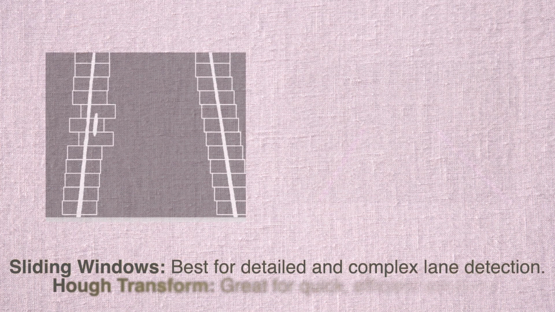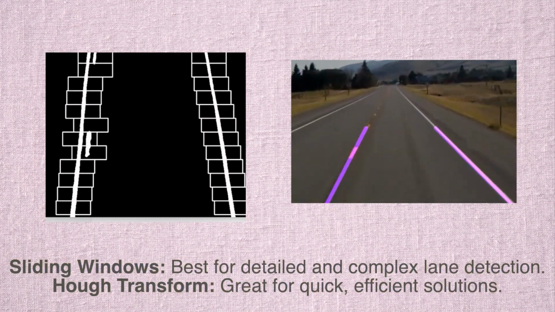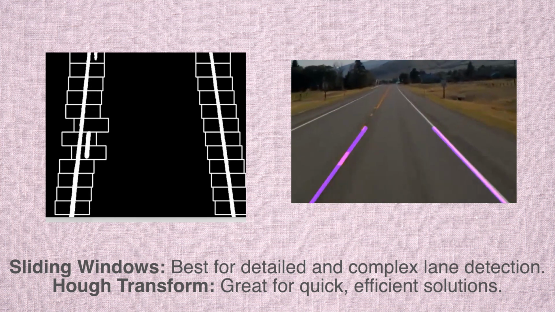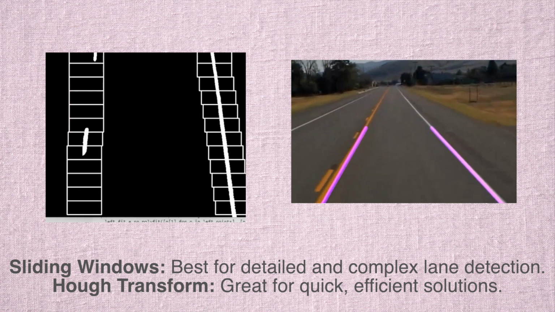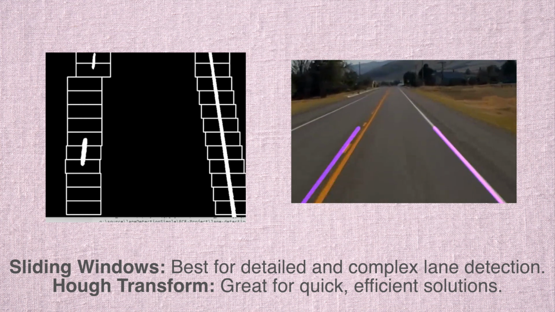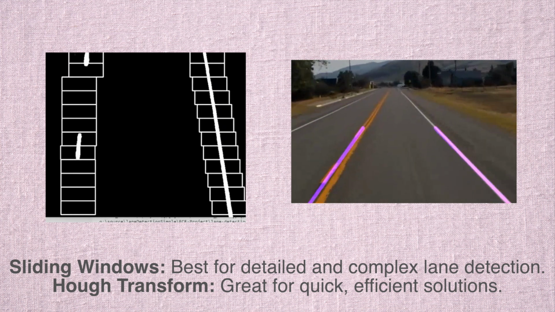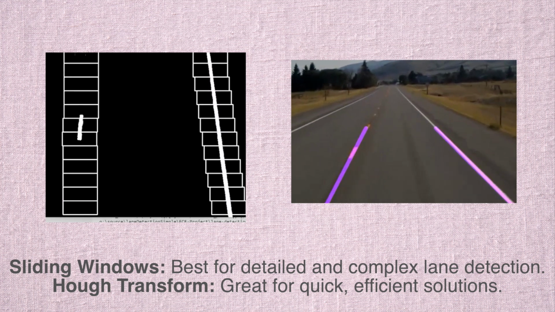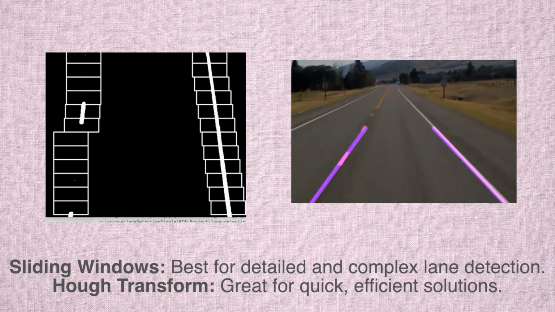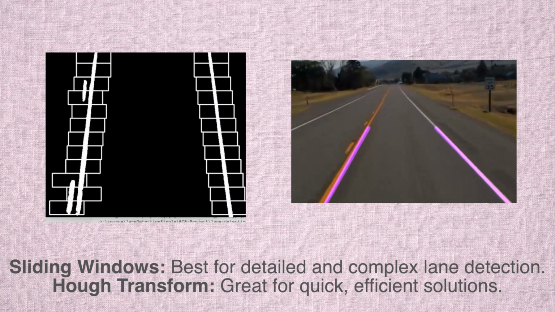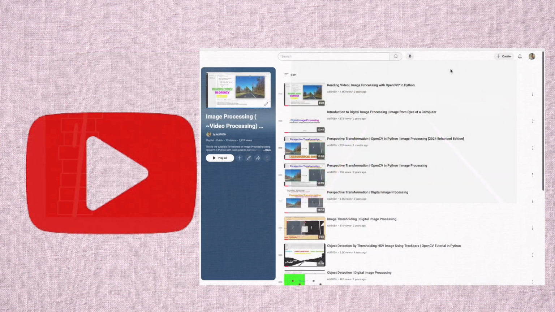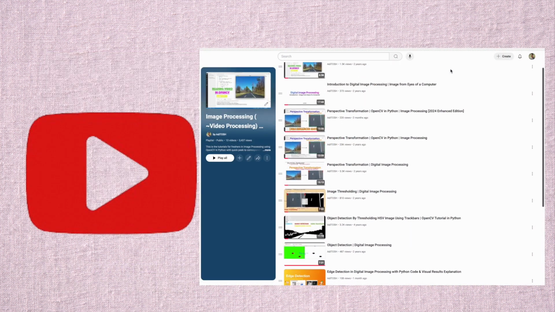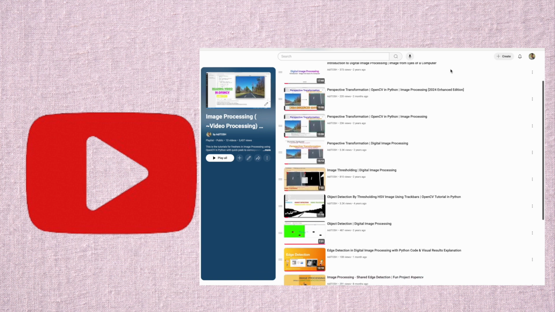So, here's a quick recap. Sliding windows excel in scenarios requiring precision and can handle curves effectively, but it demands more computational power and your time while you are programming it. Meanwhile, the Hough transform is straightforward and ideal for quick projects or when working with simpler lane geometries. I hope this quick comparison helps you understand the strengths of both techniques.